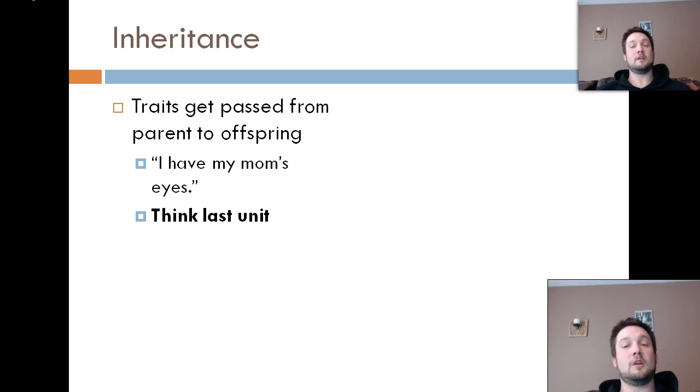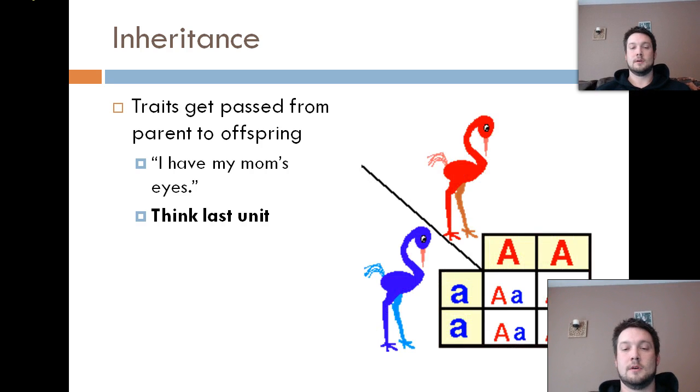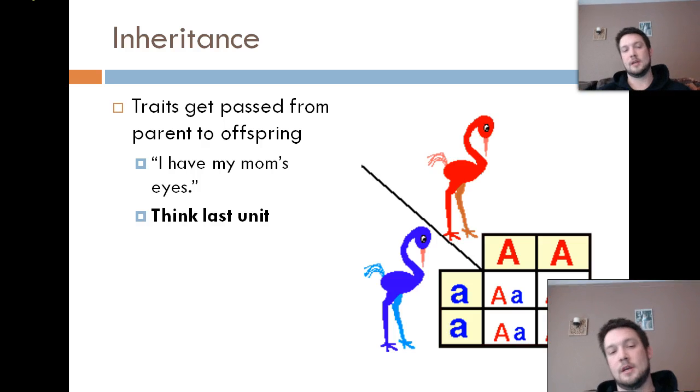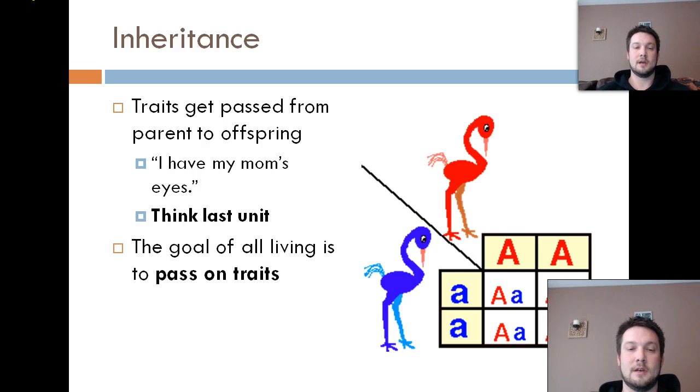So anyway, all living things, no matter what they are, get their traits from their parents. Okay, and that is what we talked about last time, and that's what we call inheritance. And that's important because when we're talking about species and how they change over time, obviously traits getting passed from one generation to the next is a very important part of that process.